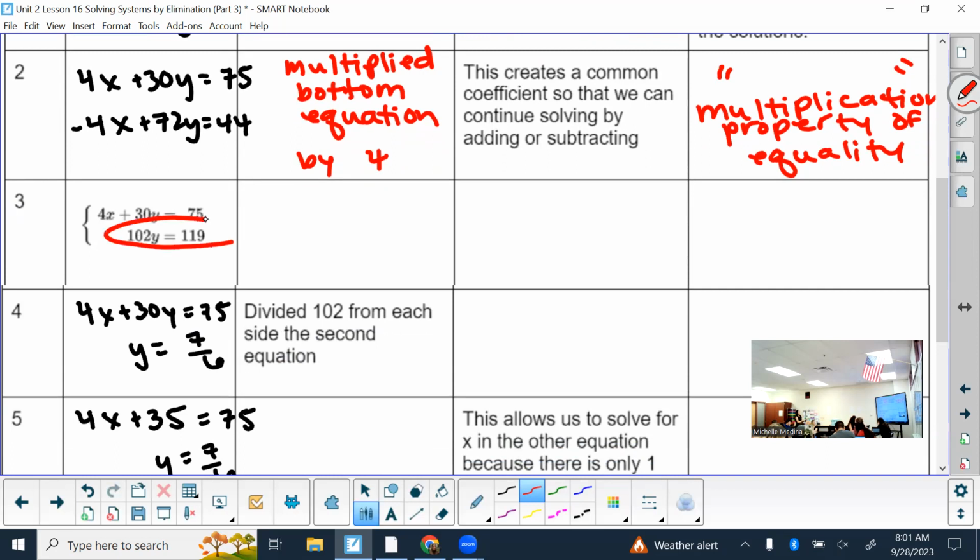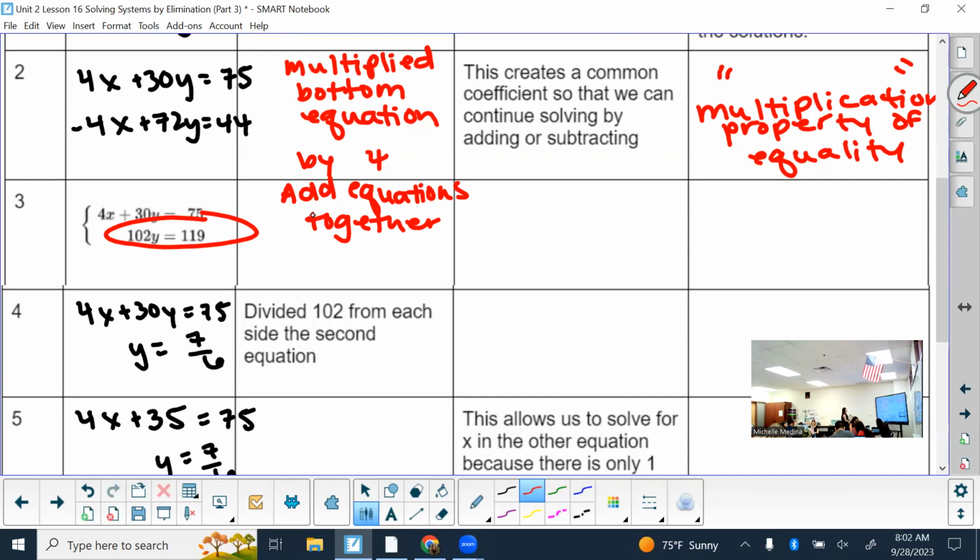How did they get this? What would you normally do after you get your common coefficient? You would add the equations together, because we're solving by elimination, remember? When you solve by elimination, you want to add or subtract them to eliminate one of the variables.